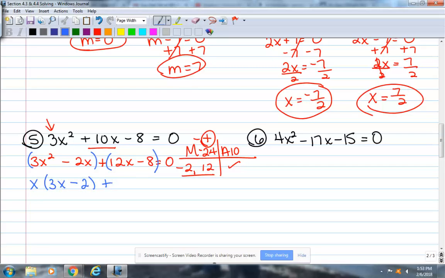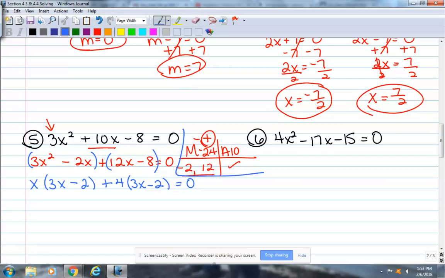Plus, what's the GCF in the next group? 4. Yes. Parentheses. What times 4 is 12x? 3x. And what times 4 is negative 8? Negative. All right. And keep that equal 0.